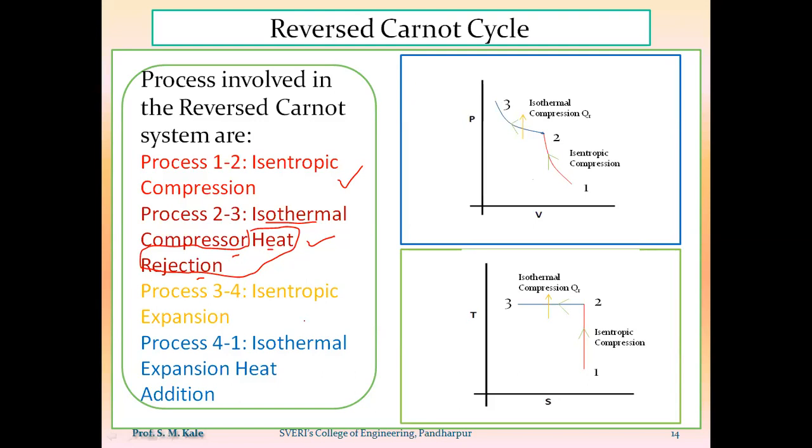Now the next process is process 3 to 4. Process 3 to 4 is called the isentropic expansion process. Here again the word isentropic is there, the meaning of which is that entropy remains constant. The other word is expansion, so at constant entropy, expansion of that gas or refrigerant will take place.